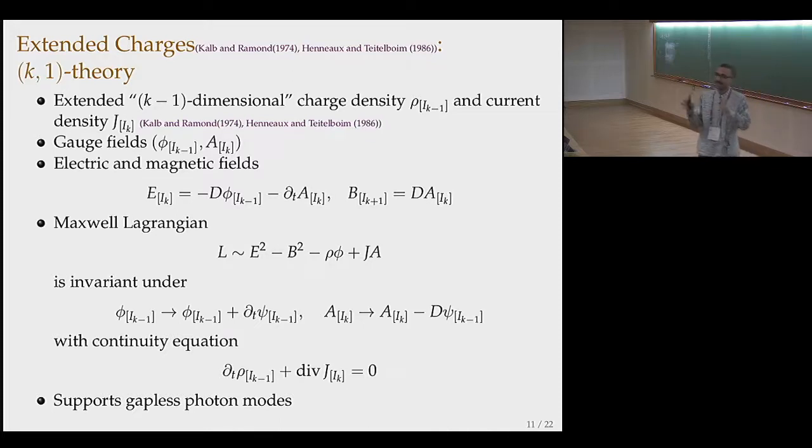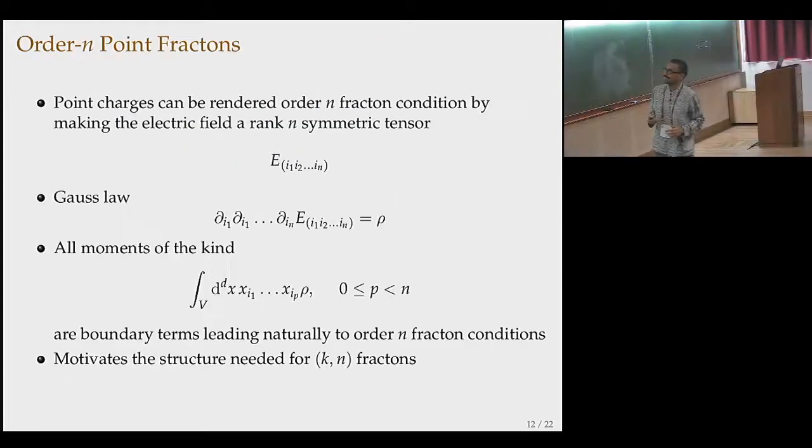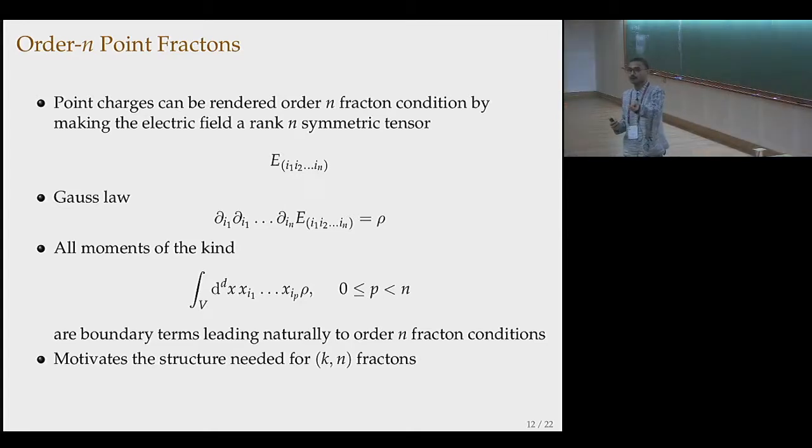So the question now is, how do I construct a theory where I have these sorts of objects, but with multipole and fractonic conditions? Let's first motivate this by thinking about what we can do if I have point-like charges in which I want to endow multipole fractonic conditions. The thing is very easy to guess. You make the electric field a symmetric tensor of rank n, and then implement Gauss' law in this way. When you do that, you will see that all moments up to the nth multipole moment will get conserved. That means all of those things have mobility constraints, because I cannot move a dipole without changing the quadrupole moment, and so on, right? So you will enforce conditions like that.